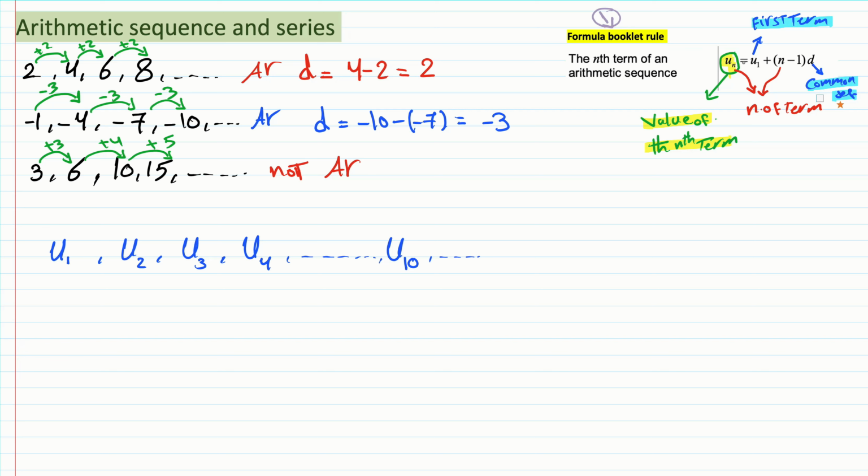The nth term of an arithmetic sequence: un is the value of the nth term, n is the number of terms, u1 is the first term, and d is the common difference. So for example, if I said u10 equals 15, 15 is the value of the u10, and the 10 is the number of terms. So this is the 10th term.